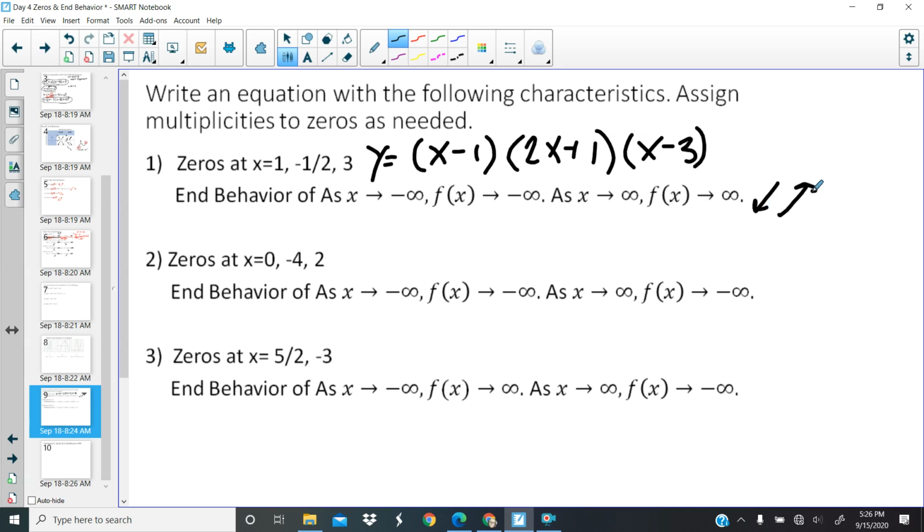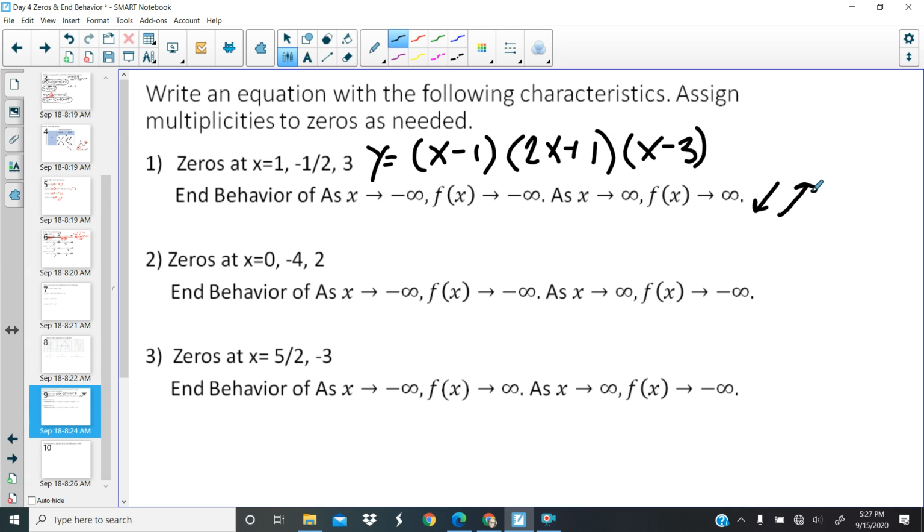So if you're looking for an equation that has end behavior down, up, that's going to have a positive coefficient and an odd degree. So that means that if you multiplied all of these factors out, then the leading term would have to be odd and positive.